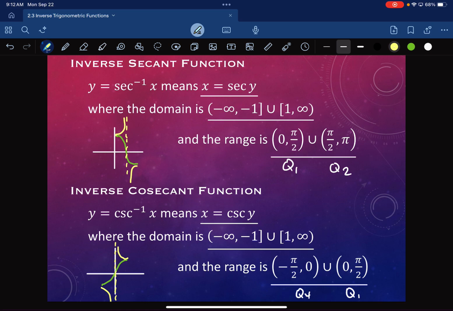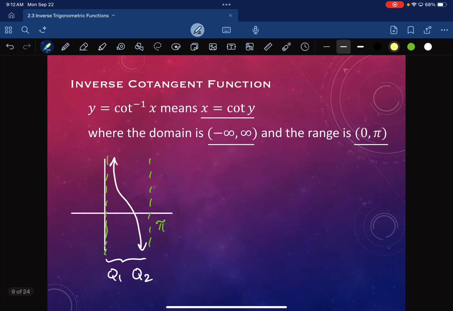So it might not be a bad idea. I'm going to flip back a screen to just put a little bit of a chart in place. I don't have this in your notes anywhere, but I think it might be helpful to remember which ones are in quadrant 1 and quadrant 2, and which ones are in quadrant 1 and quadrant 4. So somebody give me a quadrant 1, quadrant 2. Well, actually, I've got one on the screen here. Let's just put this one here. Cotangent, inverse cotangent rather, is in quadrants 1 and 2.